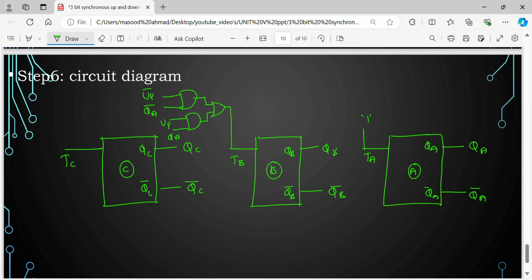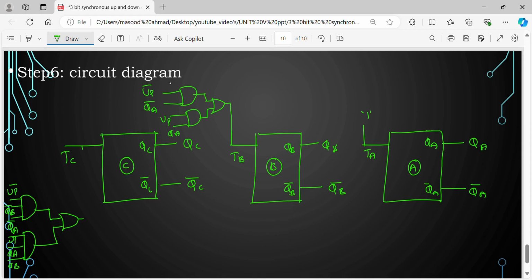Similarly for TC, I take 3-input AND gates, 2 AND gates. So up bar, QB bar, QA bar, and up, QA, QB. These two I am going to OR. Once ORing is done, I'll connect it to TC. Okay, so this is how one can design an up-down counter.